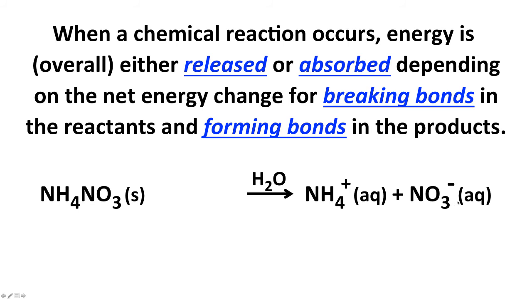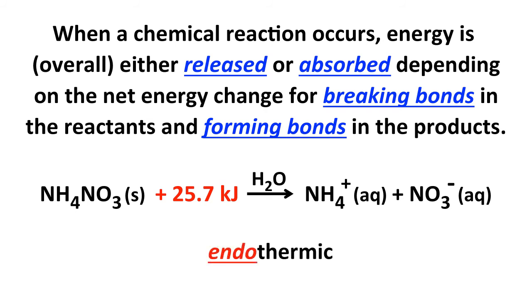Now, the other example we looked at before was ammonium nitrate solid dissolving in water to make ammonium ions and nitrate ions, and this process requires energy. It needs to absorb some energy, and in fact it needs to absorb 25.7 kilojoules of energy to dissolve 1 mole of ammonium nitrate, and in this case we have a process that is endothermic. Energy is absorbed, and we could think of energy or heat as essentially being a reactant.